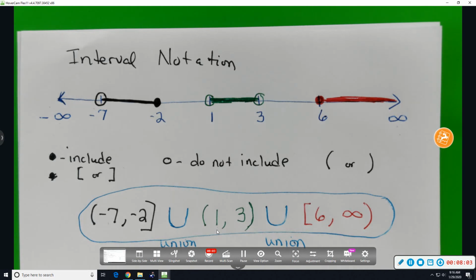Any questions on this interval notation? Open circles, you put parentheses, closed circles, brackets. When you write the interval notation, you go from left to right on the number line.